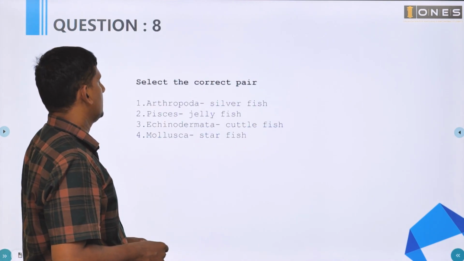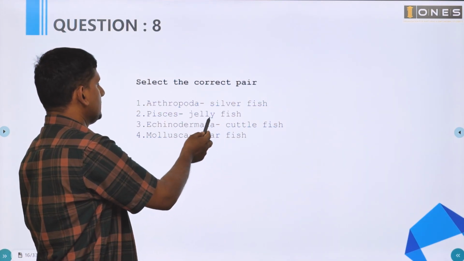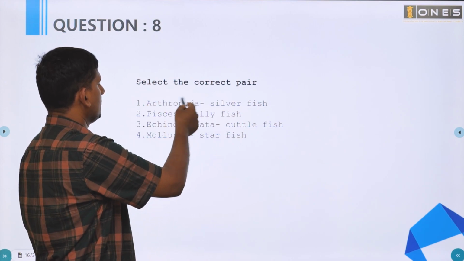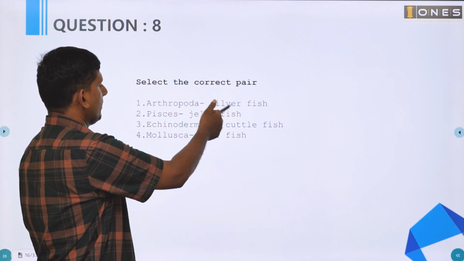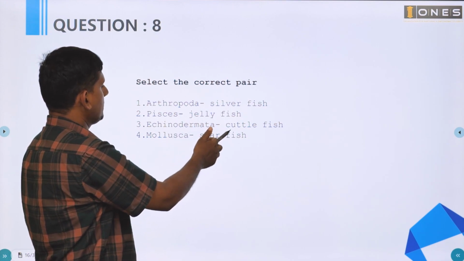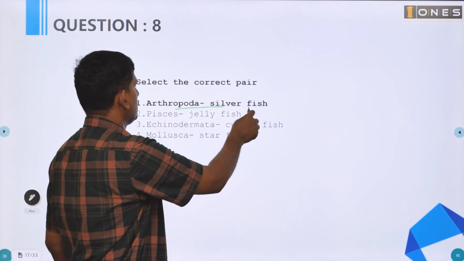The next question, select the correct pair. Arthropoda silverfish, Pisces jellyfish, Echinodermata cuttlefish, Mollusca starfish. So select the correct pair. Arthropoda silverfish is the correct pair. So the right answer is Arthropoda silverfish.